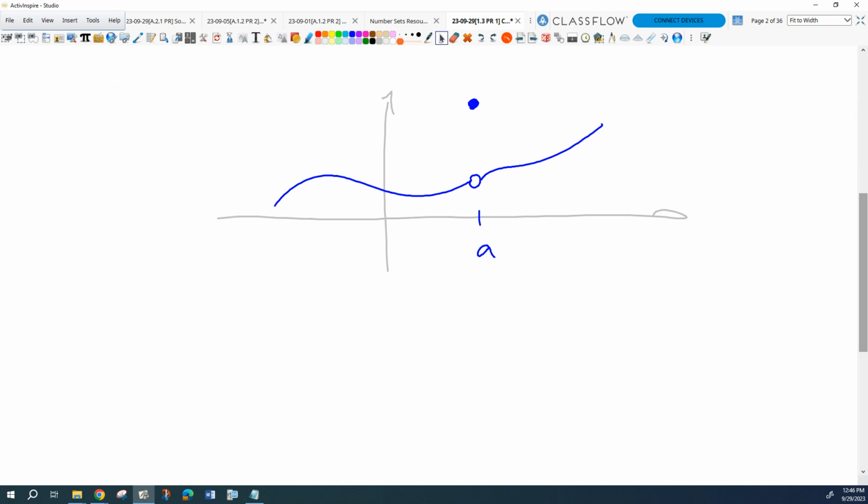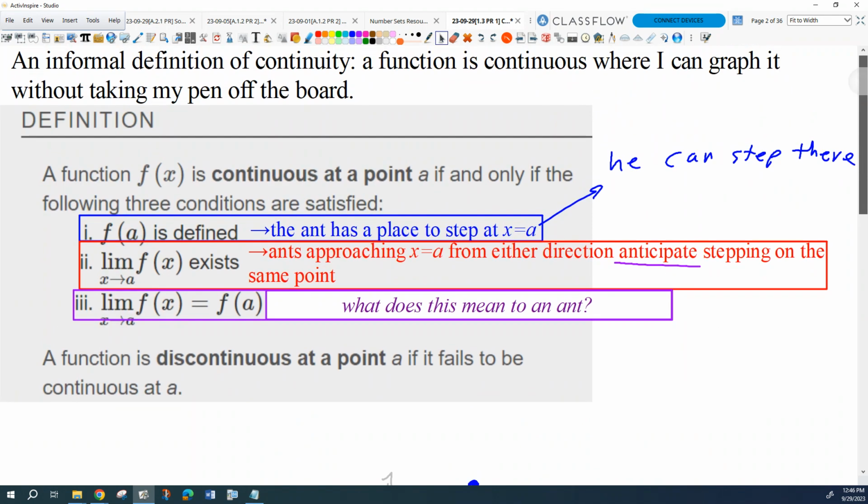Okay, well that's what I mean. And what does that mean to the ant? How would we describe that? What's that mean to the ant if the limit agrees with the value of the function? Perfect. It means he's going to step where he anticipates stepping. If all those things are true, then the function is guaranteed to be continuous at A. It's discontinuous at A if any of those criteria are not met.